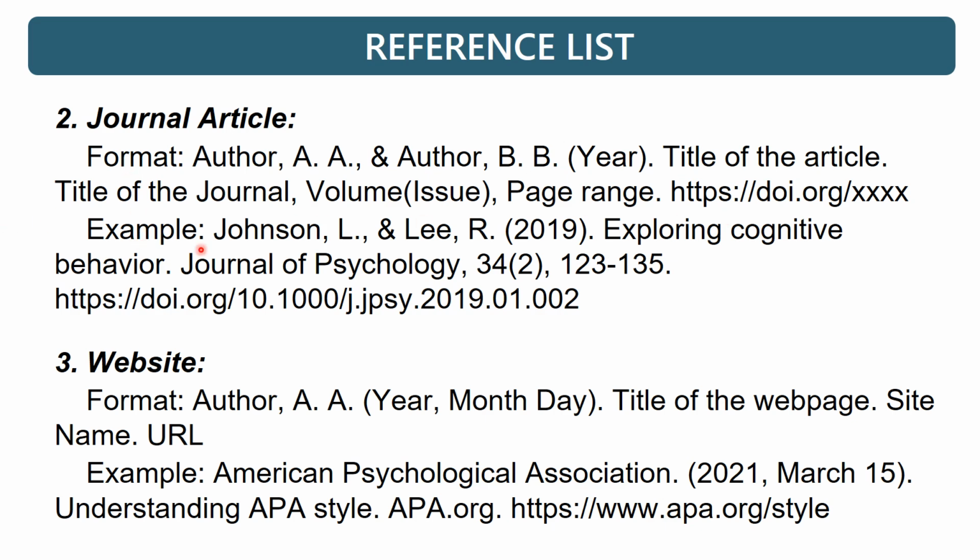Now example, here Johnson is the author, L. is the initial, and another author Lee, and his initial is R., year 2019, and here title of the article is Exploring Cognitive Behavior, and the title of the journal is Journal of Psychology, and volume is 34, issue is 2. The page range is 123 to 135, and there's the permanent URL.